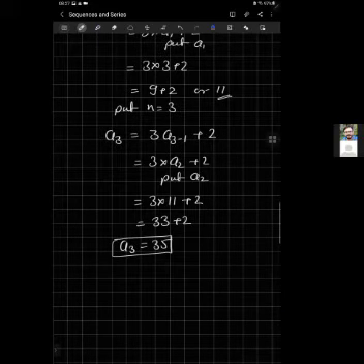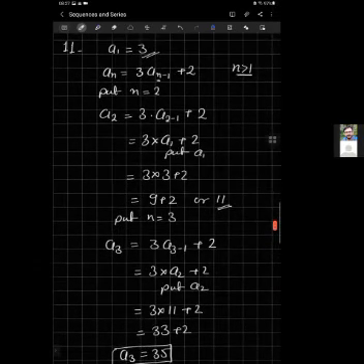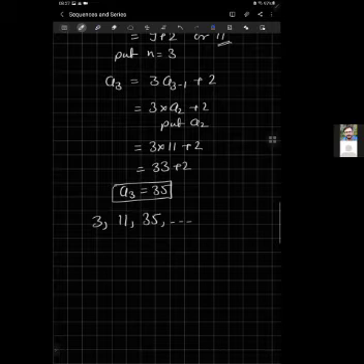So we have got the sequence, that is first term is 3, second term is 11, third term is 35, and so on. So this is said as the sequence. I have written the first 3 terms, but in the question they might ask for more also. As per NCERT, they are writing first 5 terms of this sequence.